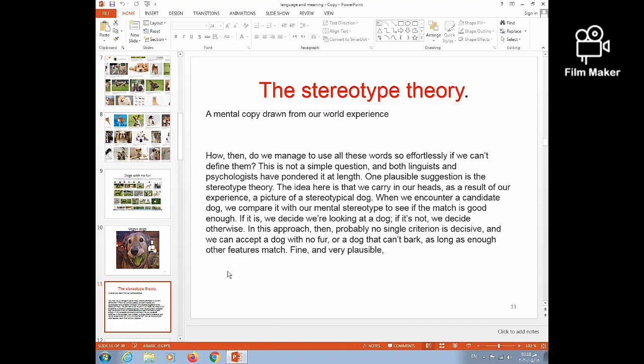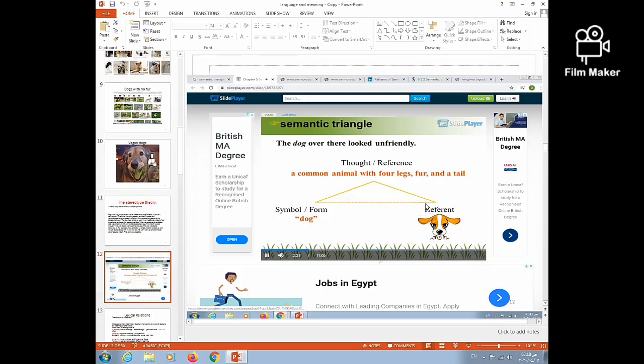So stereotype theory has to do with a mental copy of everything we see in reality, and we match this mental copy to the object or to the animal or to the person when we meet or encounter it in reality. Okay, so here we have a very important theory, which is called the semantic triangle.